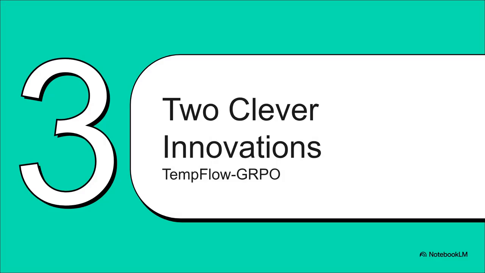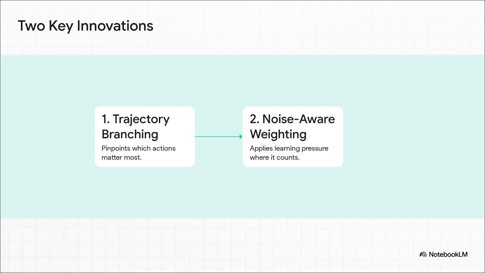And this is where the solution, and the really cool part, comes in. It's a brand new method called TempFlow-GRPO, and it brilliantly solves this timing problem with 2 very clever innovations. So at a high level, it does 2 really smart things. First, it uses something called trajectory branching to figure out which specific steps in the process actually mattered. And second, it uses what's called noise-aware weighting to apply the learning pressure intelligently, focusing it where it will have the most impact. Let's break those down.